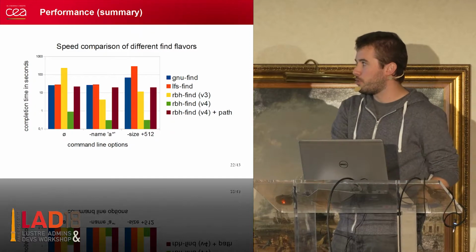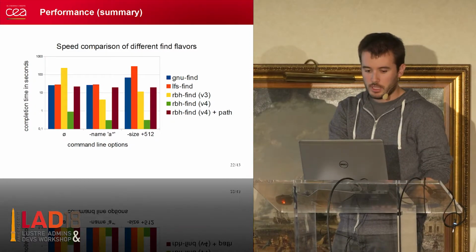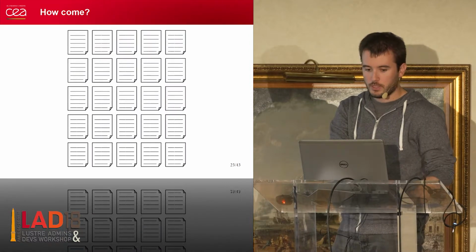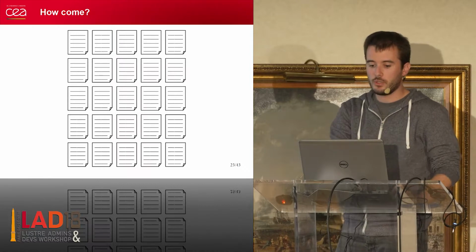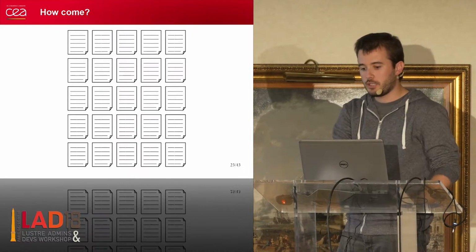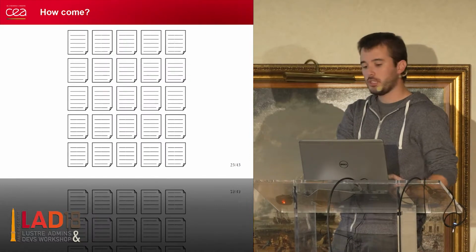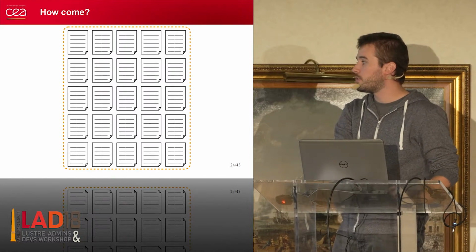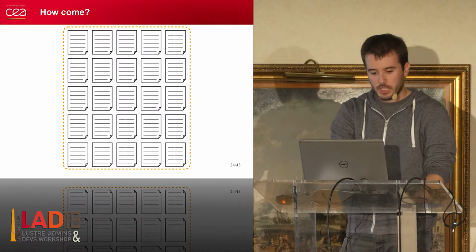This is just a summary of all the results, including the RBH Find v4 path. So yes, how come the POSIX traversal of a database is so slow? In a MongoDB collection, documents are stored flat, and when you want to do a query on all of them, it's really easy, it's quite fast, you just query them all at a time, and it responds very fast.